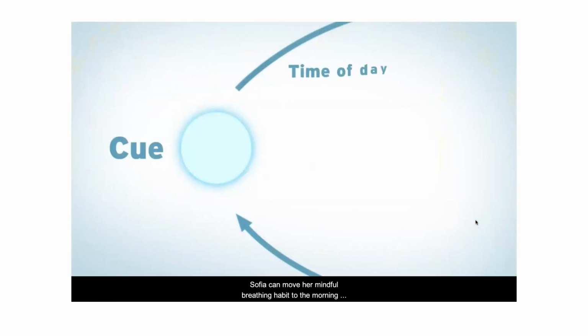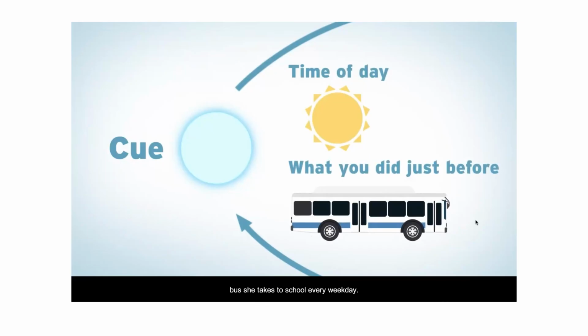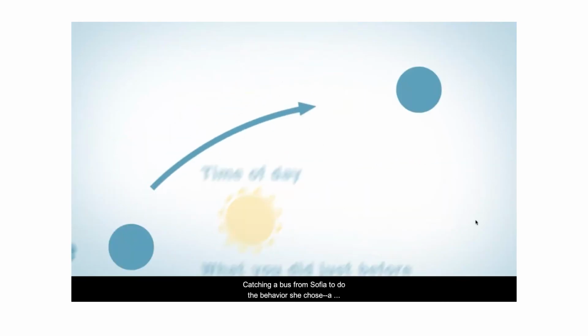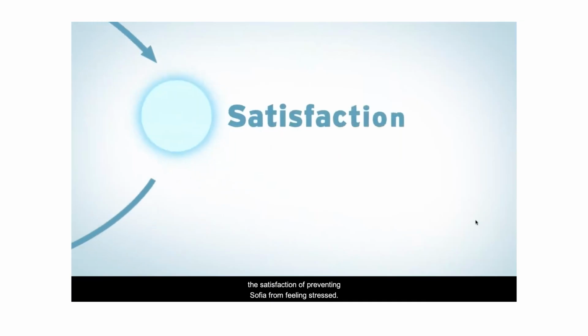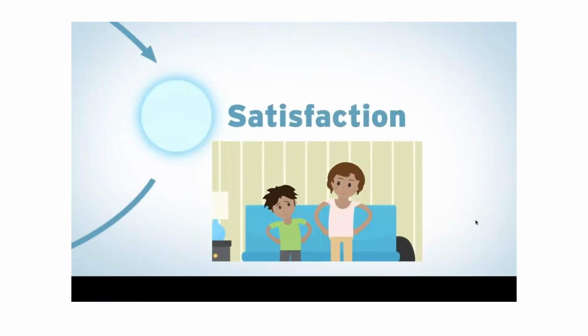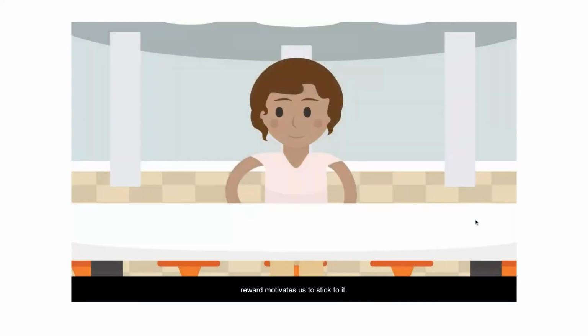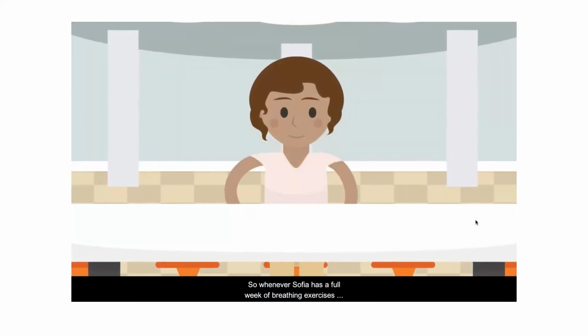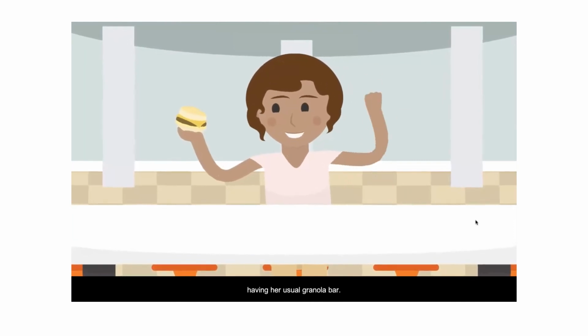Sophia can move her mindful breathing habit to the morning, when she's usually not as sleepy, and use the cue of what she did just before, which will be catching the city bus she takes to school every weekday. Catching the bus will prompt Sophia to do the behavior she chose, a mindful breathing exercise. And then doing mindful breathing exercises will have the satisfaction of preventing Sophia from feeling stressed. Oh, and let's keep this in mind. When it's tough to get a habit started, sometimes a small reward motivates us to stick to it. So whenever Sophia has a full week of breathing exercises, she can treat herself to a breakfast sandwich instead of having her usual granola bar.